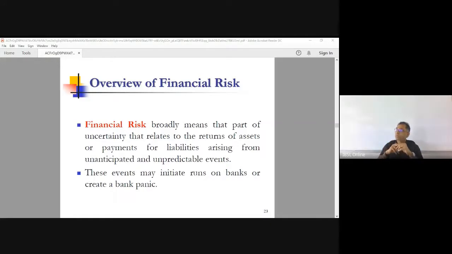But now we have something called PVBP, which is present value of a basis point. In other words, what it's saying is for each basis point movement in your portfolio, you will make $1,000, or if it goes the other way, you will lose $1,000. That's called present value of a basis point. That calculation takes into account your deployment of assets vis-a-vis your raising of deposits, and then all the maturity mismatches that you have as well. But that's done through a system.